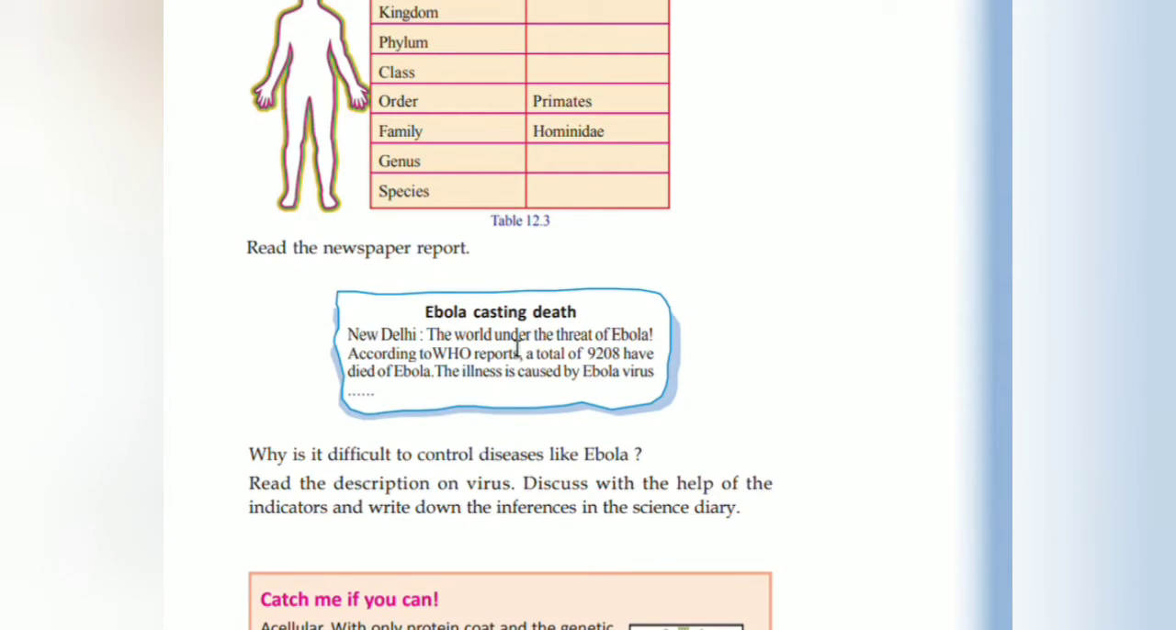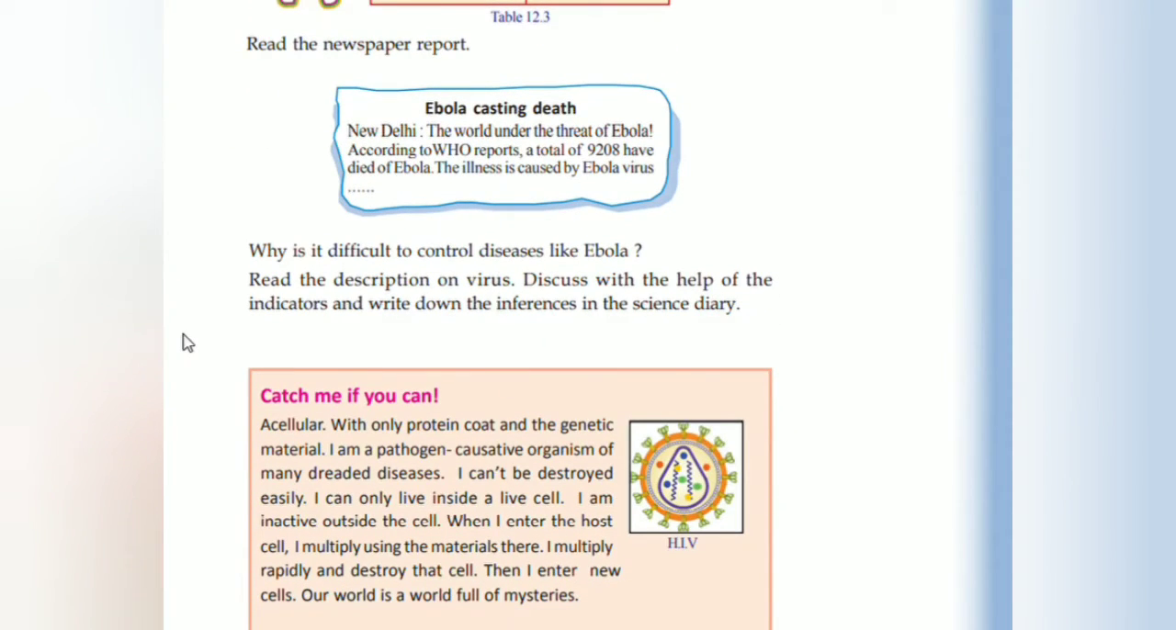What is the newspaper report? What is being read here? Ebola causing death. New Delhi: the world is under the threat of Ebola. According to the WHO report, a total of 9208 have died of Ebola. The illness is caused by the Ebola virus. Why is it difficult to control diseases like Ebola? Read the description on virus.